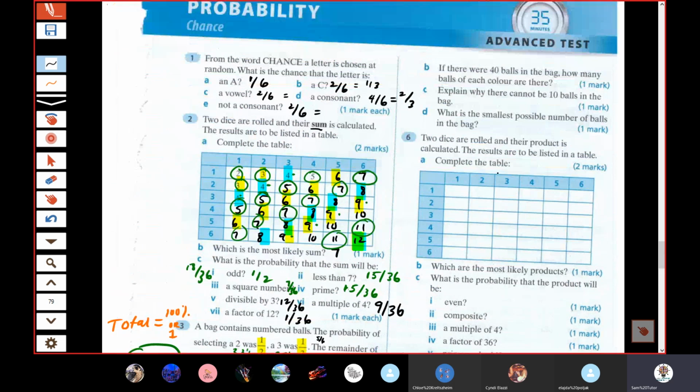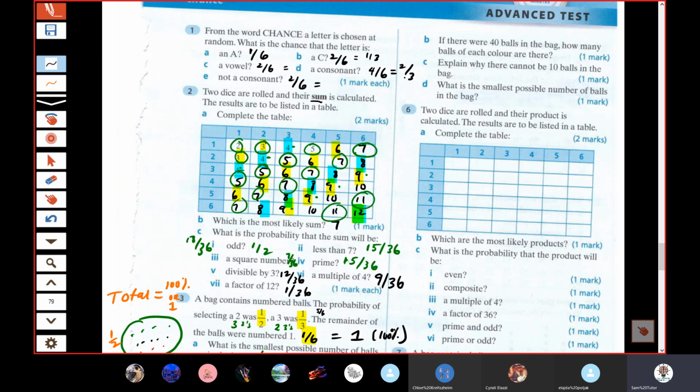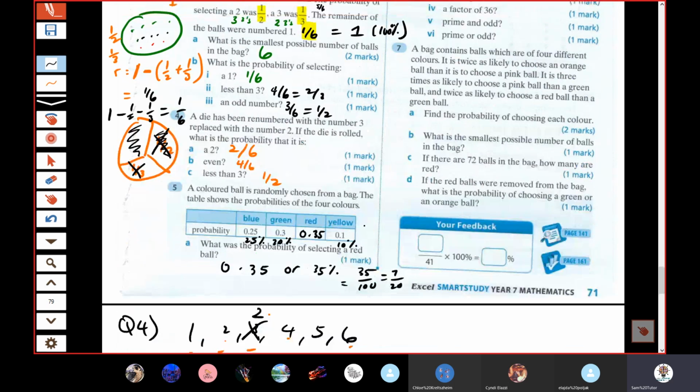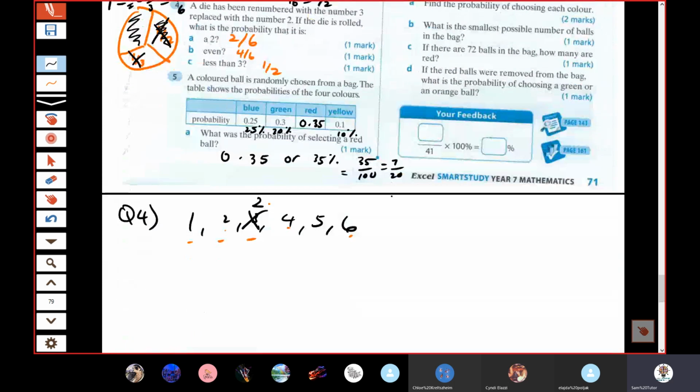Part B. If there were 40 balls in the bag, how many balls of each color are there? If there were 40 balls altogether, we know 25% are blue. Let's just do it here. 25% of 40, 30% of green, 35% red, and then 10% are yellow.